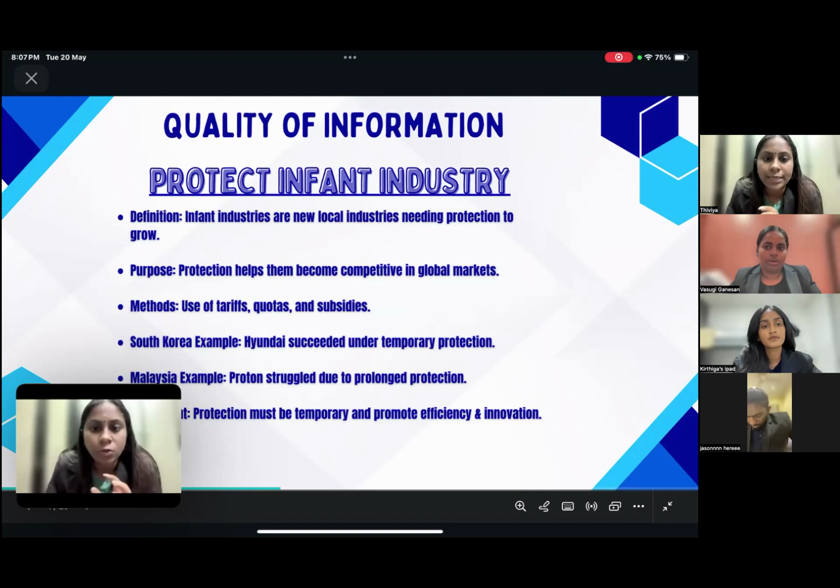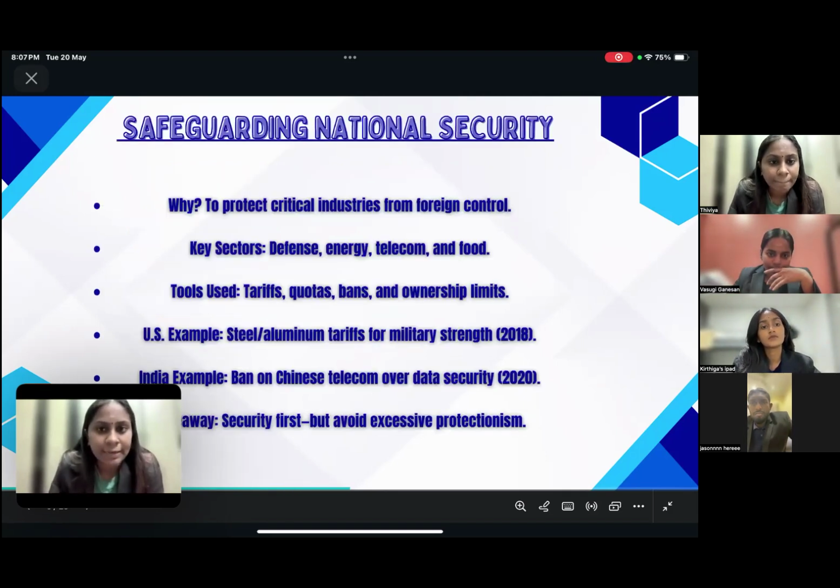South Korea is a success story, like Hyundai, which grew under protection and became globally competitive. But in Malaysia, Proton was protected for too long, which led to weak innovation and poor global performance. So the key is that protection must be temporary and industry must be pushed to innovate. I'm moving to the second slide.